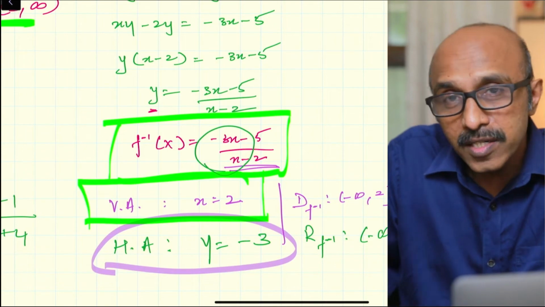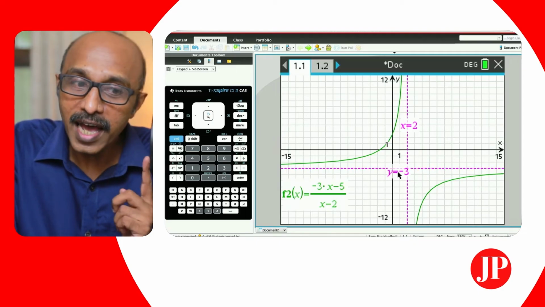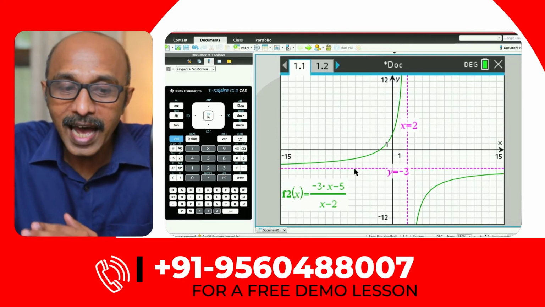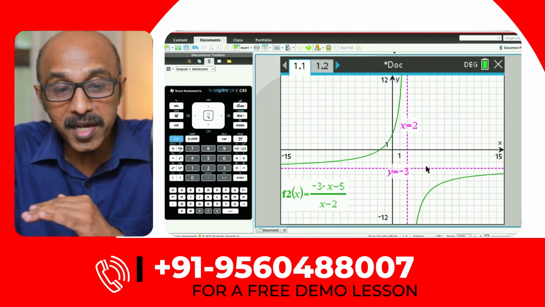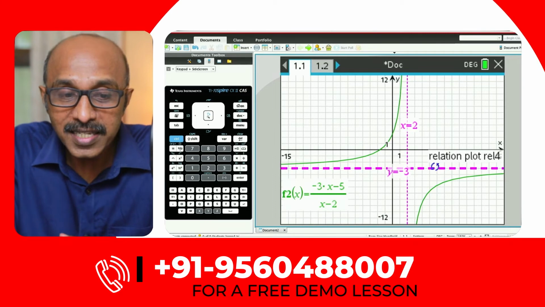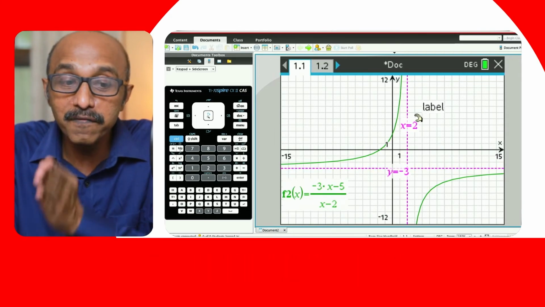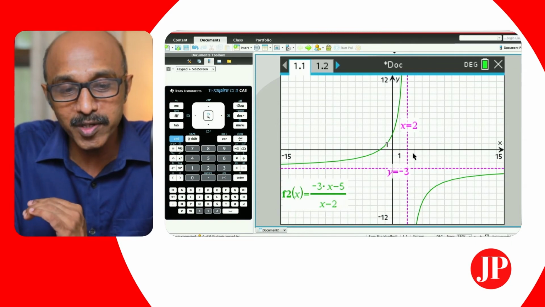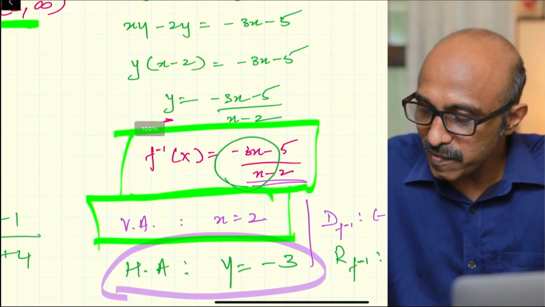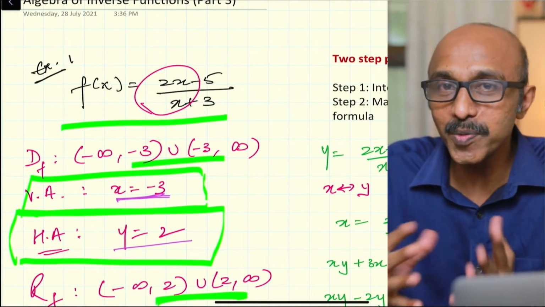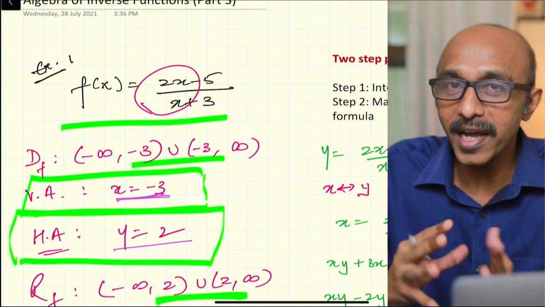And this is the inverse we found by interchanging the x and y, interchanging the domain and the range. And as a result, the function has a vertical asymptote at x equals negative 3, but its inverse has a horizontal asymptote at y equals negative 3. The function has a horizontal asymptote at y equals 2, and its inverse has a vertical asymptote at x equals 2. It is fascinating to note that when we are interchanging the domain and the range, the vertical and the horizontal asymptotes, wherever they occur, will also get interchanged.